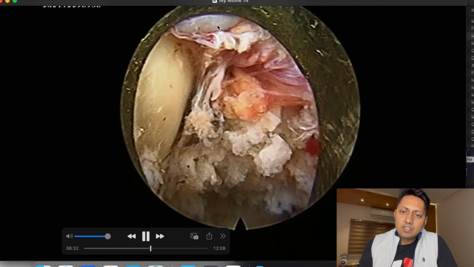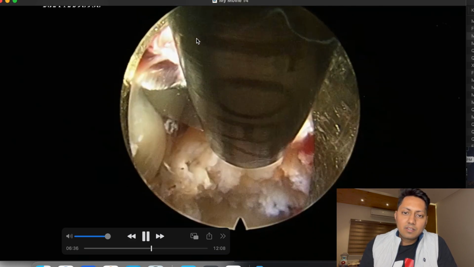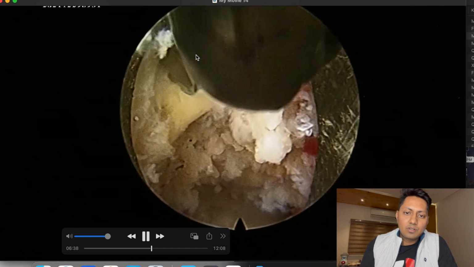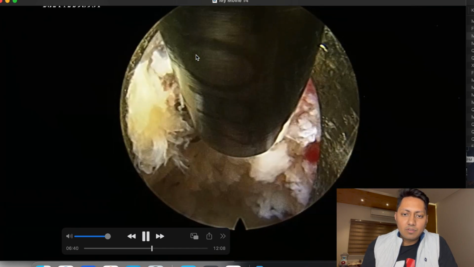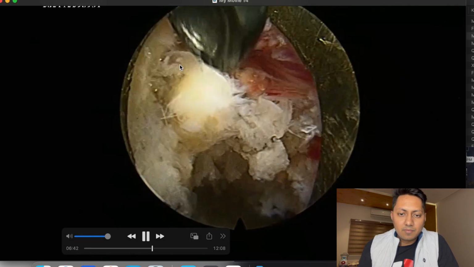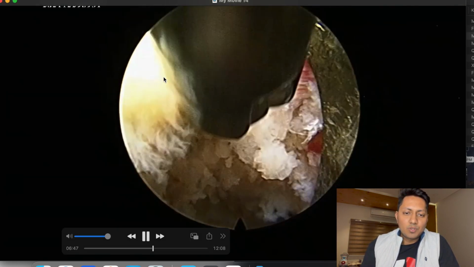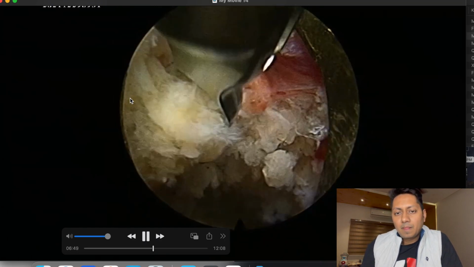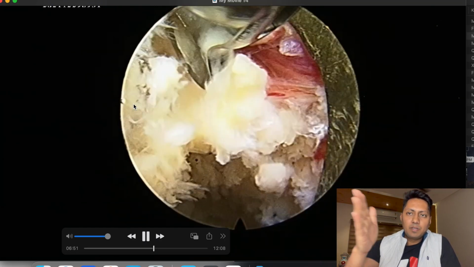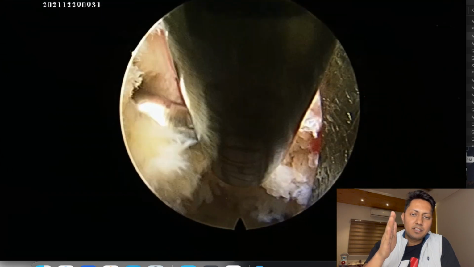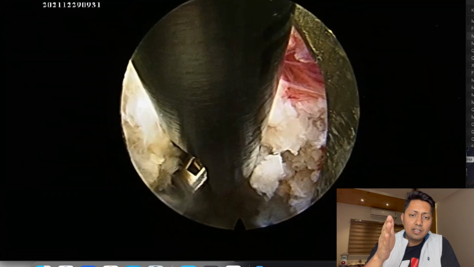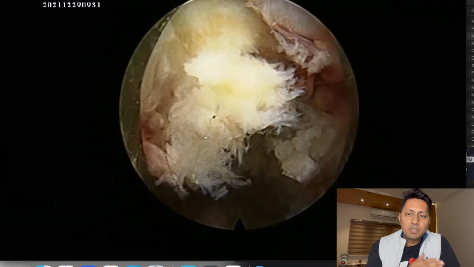Now you can see this is the exiting nerve root, and this is the dorsal root ganglia, and we are working very close to the dorsal root ganglia, so we must be very careful when we are using our cautery, because stimulating a ganglion can result in very bad post-operative dysesthesia. So I'm just using a curette to create a plane between the exiting nerve root and the dorsal root ganglia and the superior articular process.